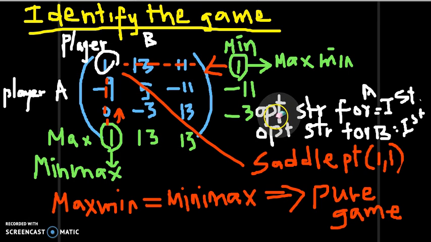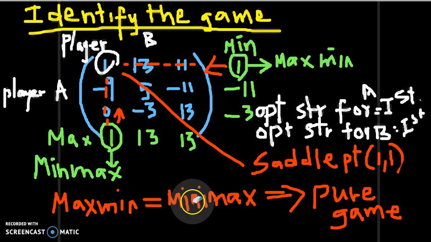So the optimum strategy for player A is the first strategy, and the optimum strategy for player B is the first strategy again. Now the intersection of the maximin and minimax is called the saddle point. Here the intersection of the maximin and minimax is the first place in the matrix, that is 1 comma 1. We usually say 1 comma 1, 1 comma 2, 1 comma 3 like that. So this place corresponds to 1 comma 1. Therefore the saddle point for this game is 1 comma 1.